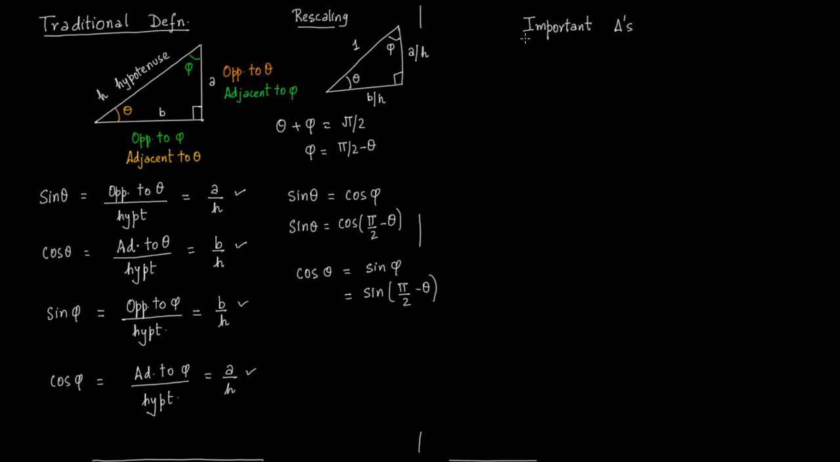Now we are going to talk about two important triangles which show up a lot in problems. In fact, these are the only two triangles which show up, and it is important that you remember them by heart. So the first triangle is that theta and phi are both 45 degrees or pi by 4. So this angle is pi by 4 and the other angle is pi by 4.